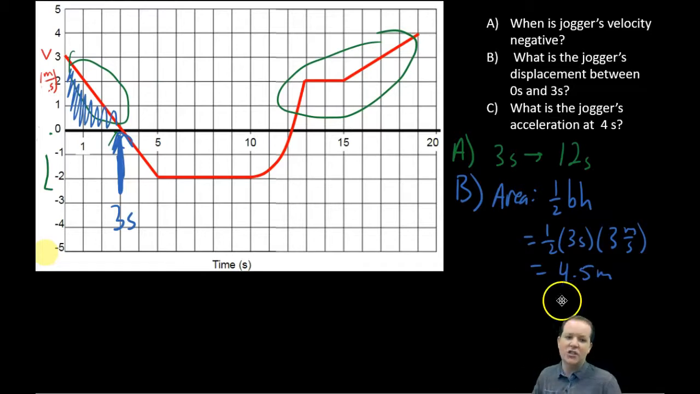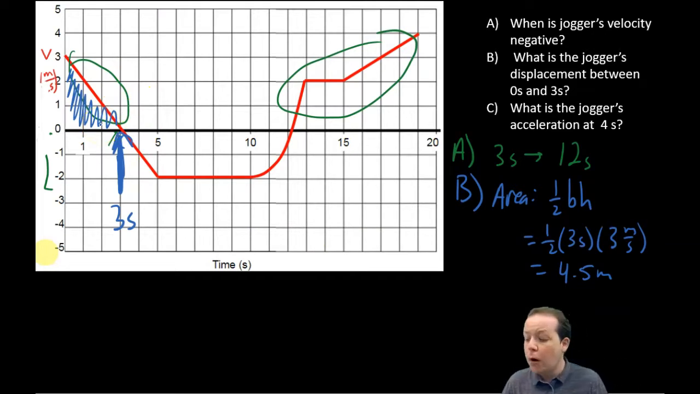Okay, just like the last slide. So the displacement from 0 to 3, it's that area under the curve. That is 4.5. Okay, next one. I'm going to change colors again. I'm going to go to red.